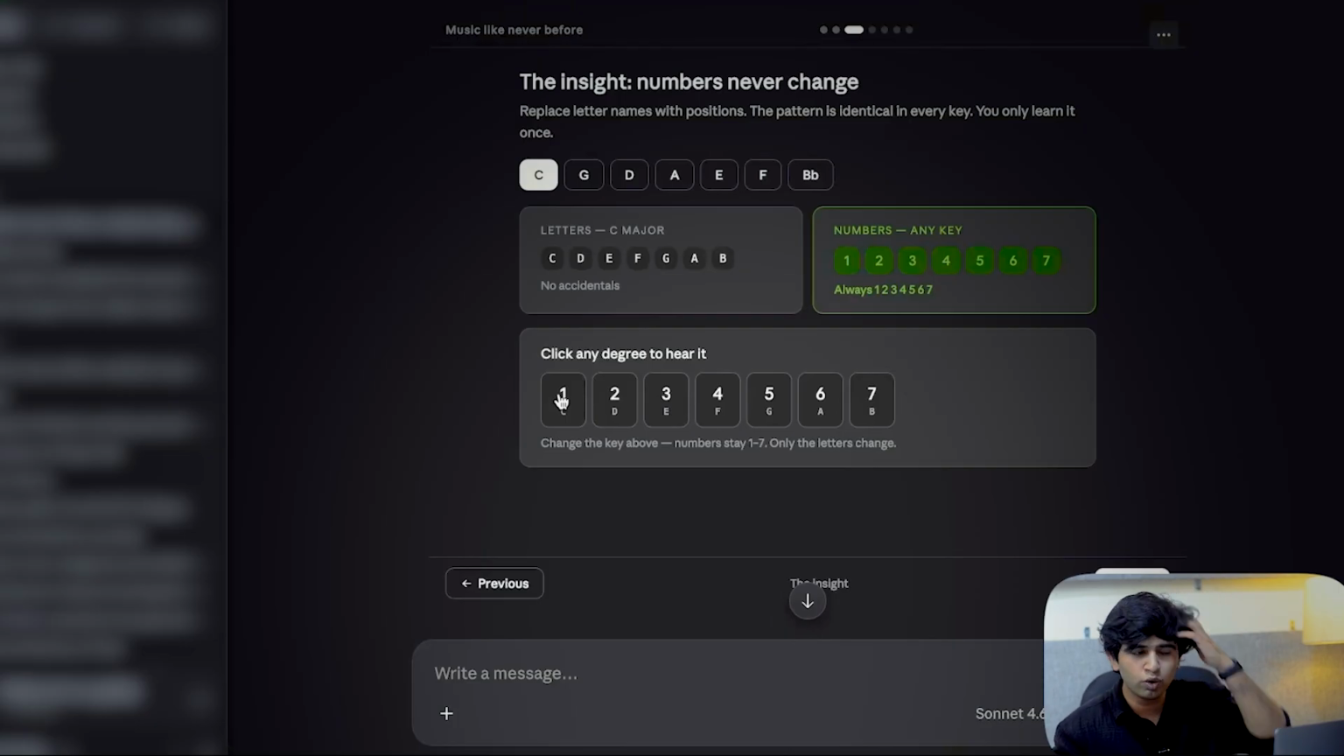Now, there are 3 kinds of functions. 1 is your home, 2nd is your movement, and 3rd is your tension, right? Let me try to explain this in a format where it's easier. So let's talk about home. Home is something where you feel relaxed, where you feel that it's comfortable.